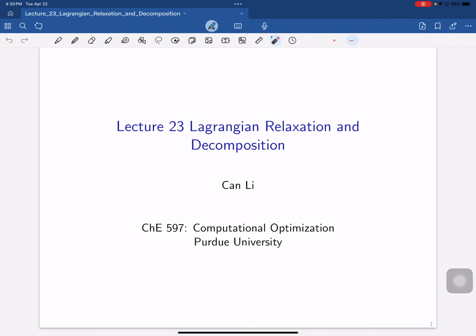So we will continue talking about decomposition methods. In this lecture, we will cover Lagrangian relaxation and decomposition. This method is quite related to some of the lectures we talked about before.